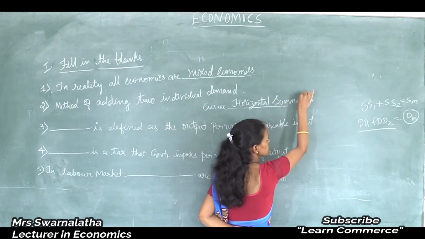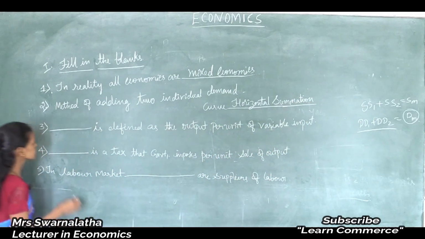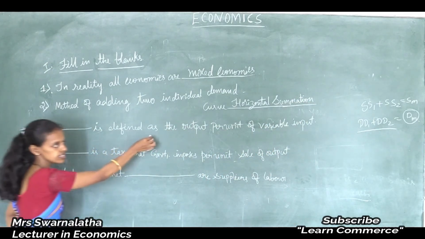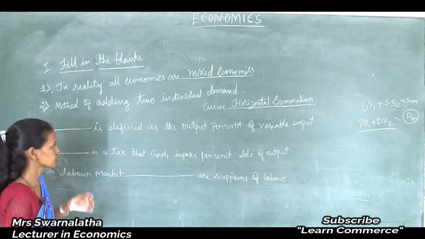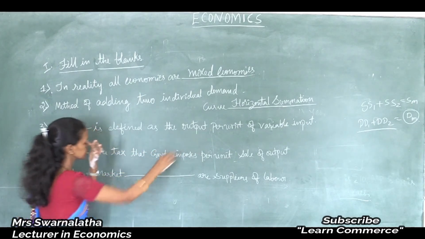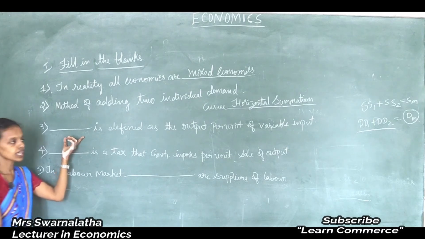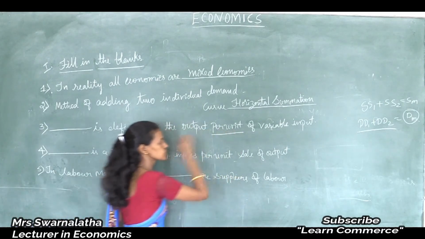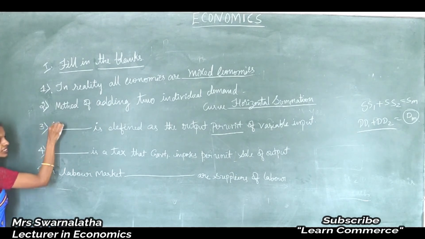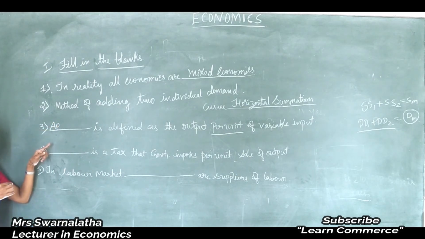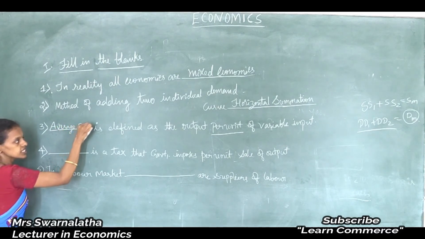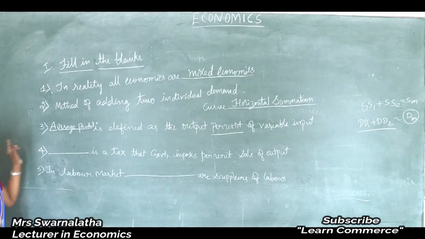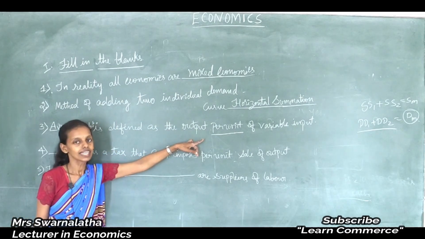Next is dash is defined as the output per unit of variable input. Students, if per unit is there, you should write average product. Change in the unit means you should write the marginal product. So AP, average product. Average product is defined as the output per unit of variable input.